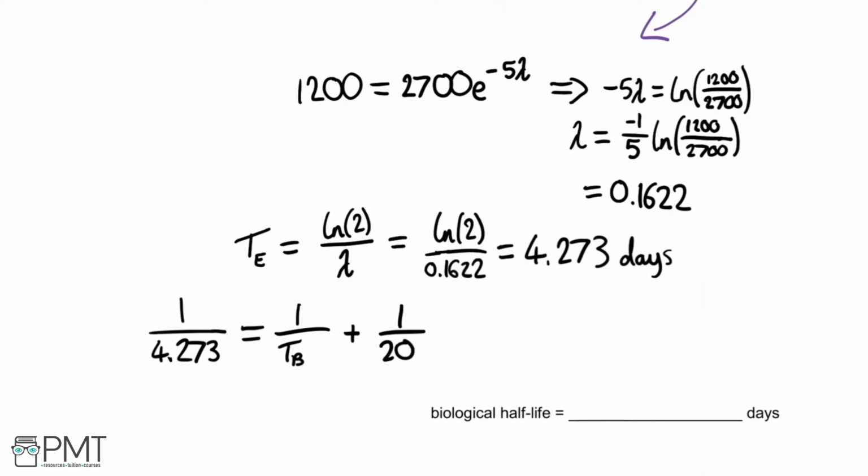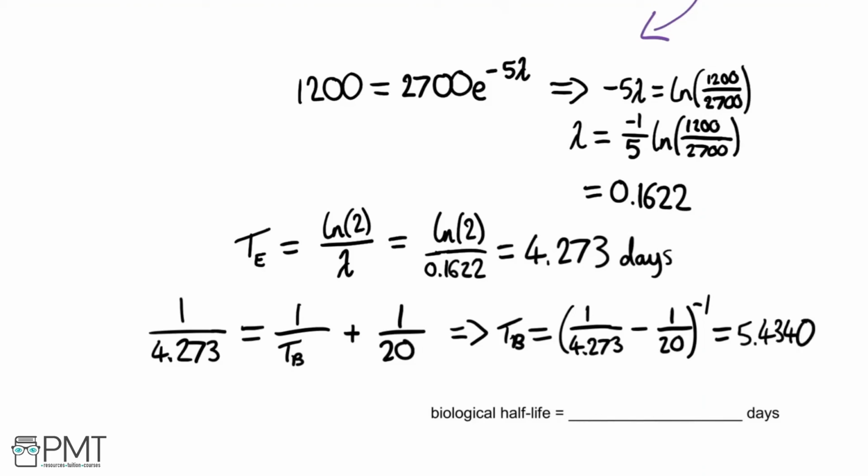So 1 over the effective half-life, 4.273, is equal to 1 divided by the biological half-life plus 1 divided by the physical half-life, which remember was 20 days. So let's make T be the subject. So we've got 1 divided by 4.273 minus 1 divided by 20, all of that to the power of minus 1, i.e. the reciprocal, 1 divided by the difference between those fractions. And that gives us 5.4340 days, which we're going to round to 5.4 because the values given in the question are to two significant figures.